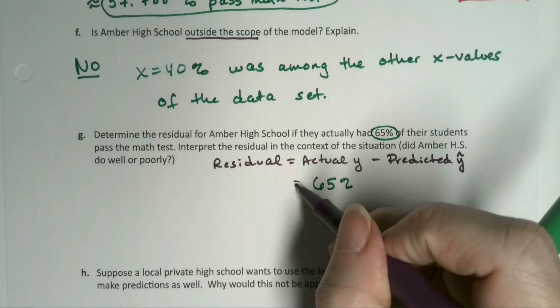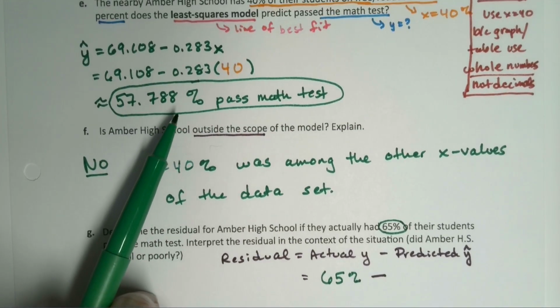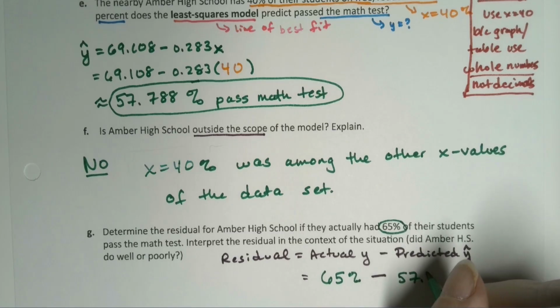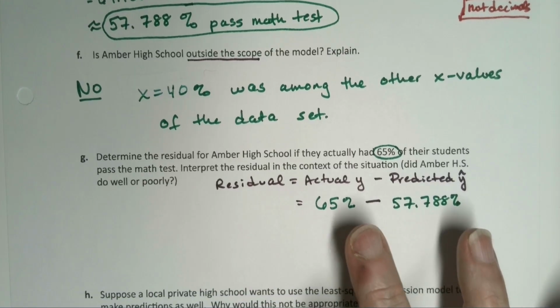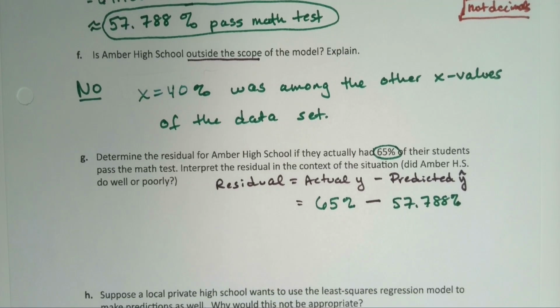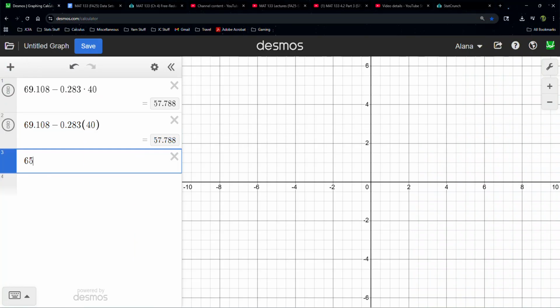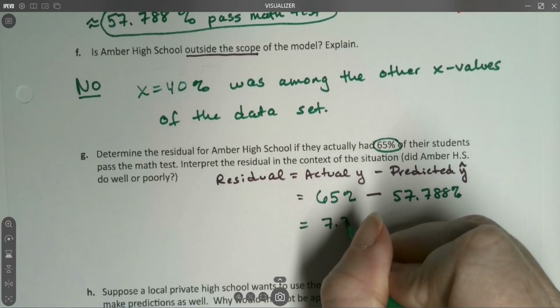Take away, and then our prediction. Our prediction is right here. That's from the equation of the line. So that was 57.788%. Percents are the units in this case. It could be feet and feet, inches and inches, points and points. It could be all sorts of things. But that's just what it is in this case. All right, so let's go grab Desmos and say, hey, what's 65 take away 57.788? And we get 7.212. Okay, so this is 7.212.